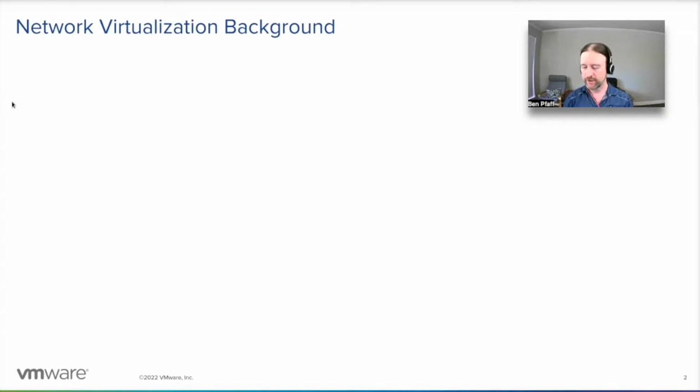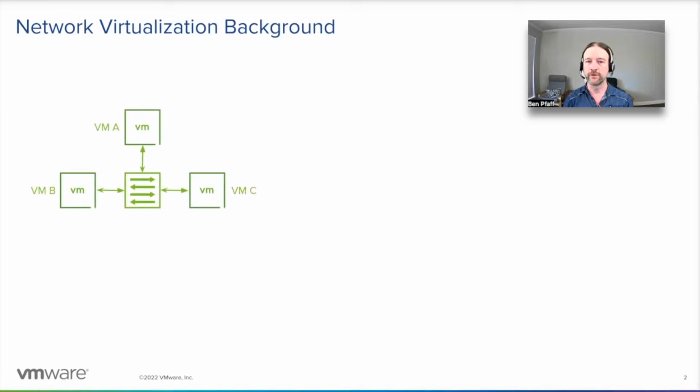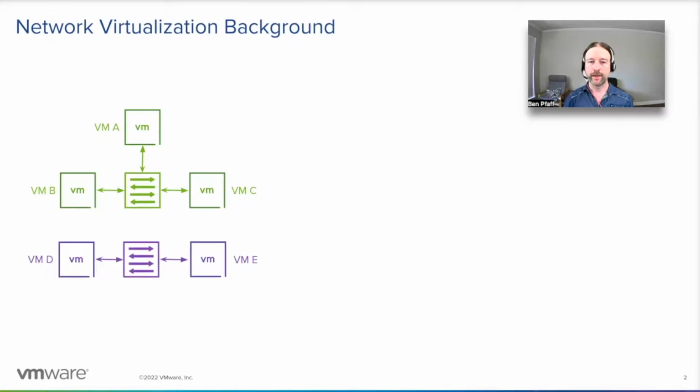So let me tell you what I mean by network virtualization. Suppose you have some virtual machines. They could be containers. It doesn't really matter. Anyway, let's call them the green VMs. You can see green VMs A, B, and C on your screen here, and you want all of them to be able to talk to each other through a switch. We have a green switch here. And then suppose you also have some purple VMs. I've labeled them D and E on the bottom, and you want them to be able to talk to each other, but not to the green ones. So you connect them with their own switch.